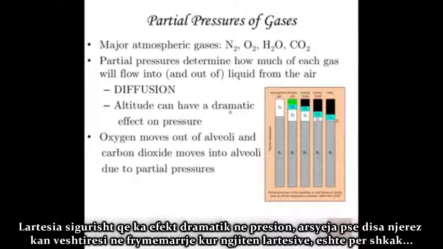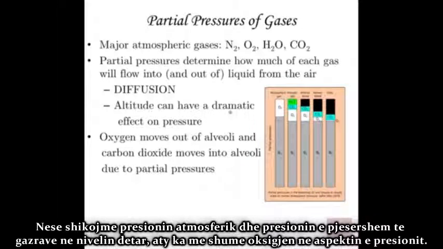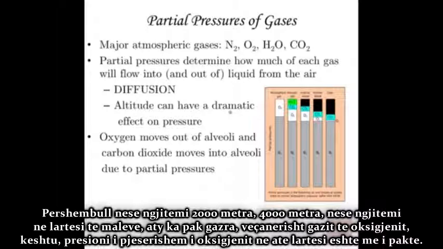And of course, altitude can have a dramatic effect on pressure. The reason why some people get short of breath when they go high up in the altitude is because if you look at the atmospheric pressure and partial pressures of gases at sea level, there's a lot more oxygen in terms of the pressure and the amount of oxygen that's in the atmosphere at sea level. You go up, let's say, 2,000 meters, 4,000 meters, you're going up really high in the mountains. There's a lot less gas, specifically oxygen gas. So the partial pressure of oxygen at that altitude, much less.